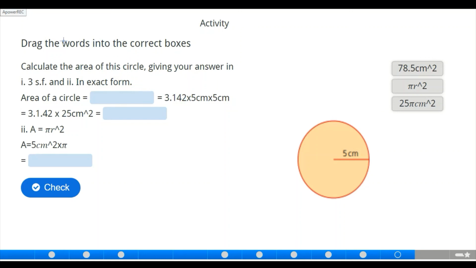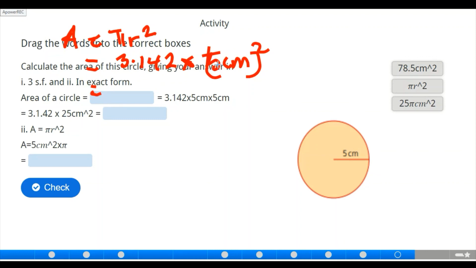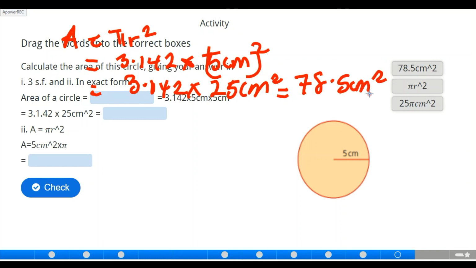So let's start with the first one. The area is pi r square. So for pi here, let's use the decimal point. We used the fraction, which is 22/7, in the previous slide. So let's use the decimal point here, which is 3.142, multiplied by the radius, 5 centimeter all square. What is 5 centimeter all square? That is 5 times 5, which is 25. So we have 3.142 multiplied by 25 centimeter square. And by the time you fix it in 3 significant figures, we are going to be having 78.5 centimeter square as the area of this shape.